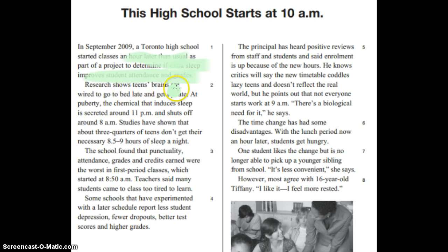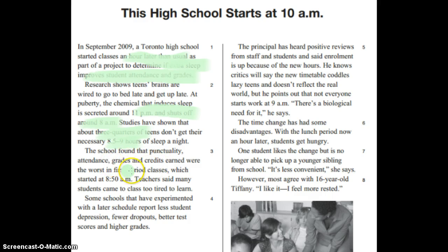Research shows teens' brains are wired to go to bed late and get up late. I know I've read something about that, and boy, I know when I was a teenager, I had a hard time getting up early. At puberty, the chemical that induces sleep is secreted around 11 p.m. and shuts off around 8 a.m. Studies have shown that about 3/4 of teens don't get their necessary 8.5 to 9 hours of sleep per night. Highlighting those things, those sound like important details that might be useful in a short answer question, or they might talk about them in a question.